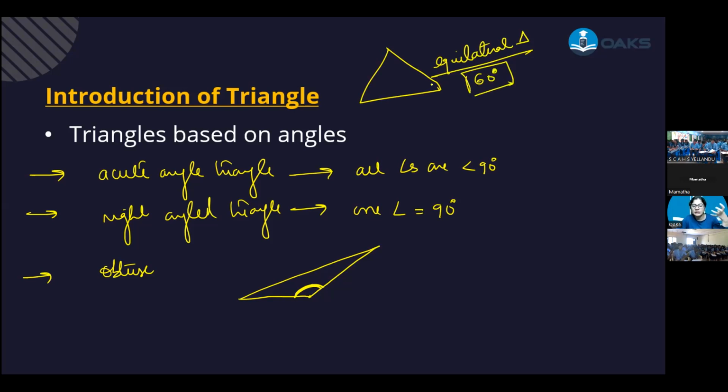So there are so many properties here. Triangles based on angles: the acute angle triangle has all angles less than 90 degrees, and the equilateral triangle also lies in this category. The right angle triangle looks like this. It has one angle equal to 90 degrees and the other angles less than 90 degrees. And the obtuse angle triangle looks like this, where one angle is bigger than 90 degrees. So I hope you understood how we classify triangles based on angles.